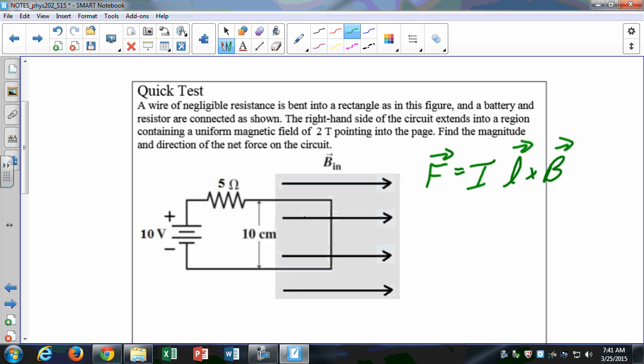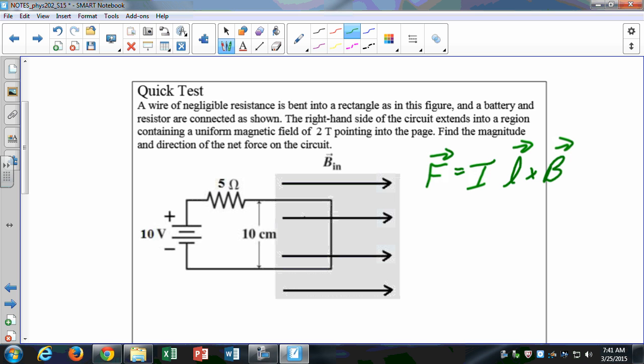What's the current now? 2 amps, right. Ohm's law: V equals IR, so I is V over R, 10 over 5. Okay, there are three sections of wire, but there's a force only on one section. Which section is that? The horizontal or vertical? Right, the vertical. These sections of wire are in the same direction as the magnetic field, so this is the only one that's going to be feeling a force.